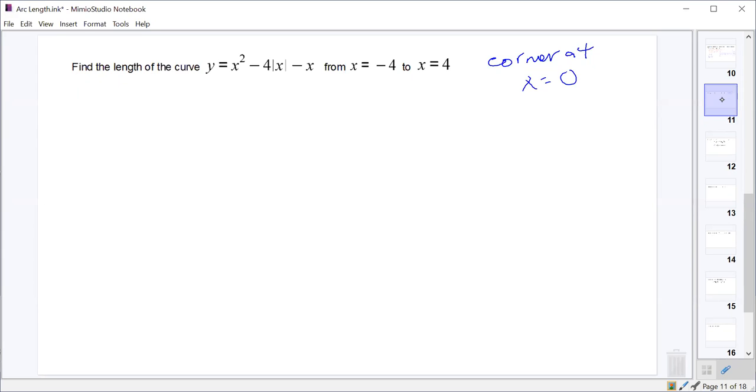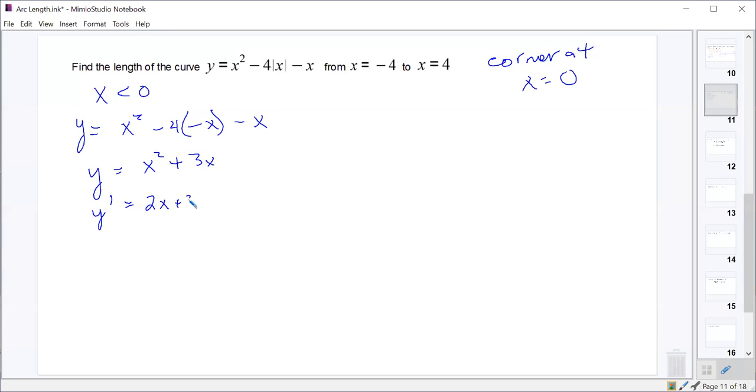So we will start off with what happens when x is less than 0. What does y equal? y equals x squared, right? Minus 4 times, if x is negative, what's the absolute value of x? Negative x, and then minus another x. So what does y equal when x is less than 0? x squared plus 4x minus x, or x squared plus 3x, right? What's the derivative of that? That's right, 2x plus 3.